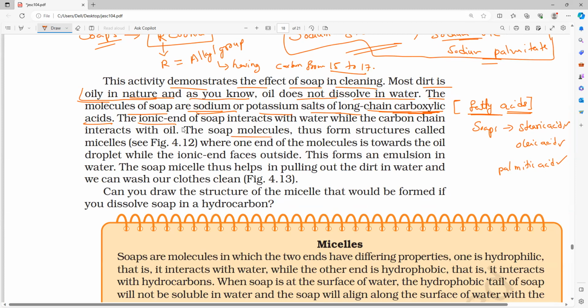So as we left it here, we'll continue from there. The soap molecules form structures called micelles. So what is the meaning of micelles? That is very important. So all of you observe the ionic end of the soap. What is the ionic end, everybody? Hydrophilic or hydrophobic part? Ionic end, negative and positive charge, guys. Please respond. The hydrophilic end is called the ionic end.